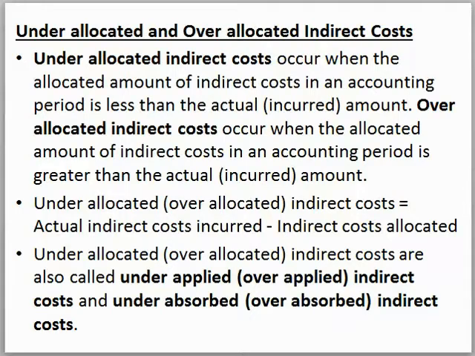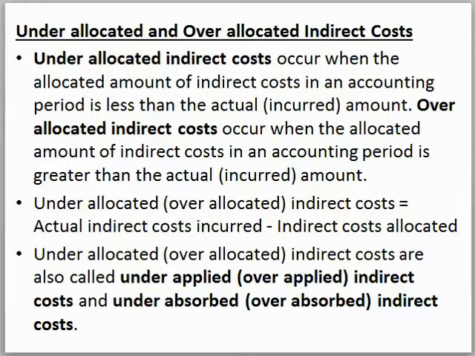Under-allocated and over-allocated indirect costs. Under-allocated indirect costs occur when the allocated amount of indirect costs in an accounting period is less than the actual incurred amount. But the over-allocated indirect costs occur when the allocated amount of the indirect costs in an accounting period is greater than the actual incurred amount.